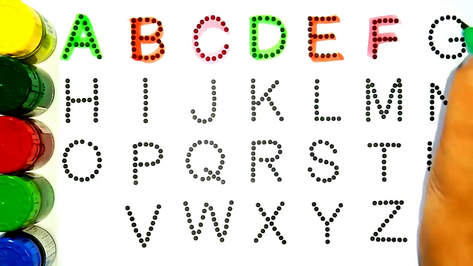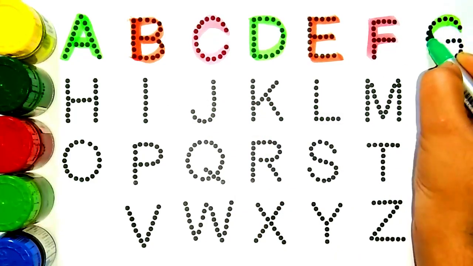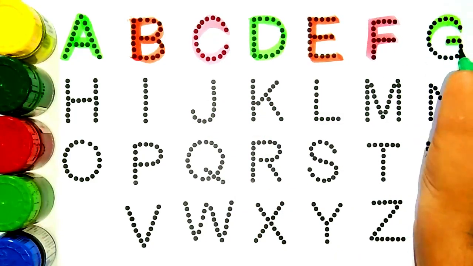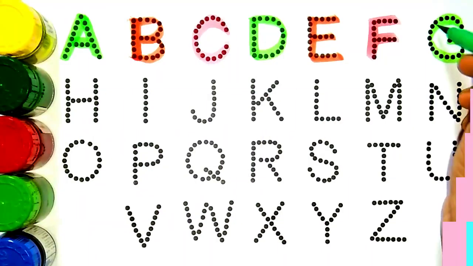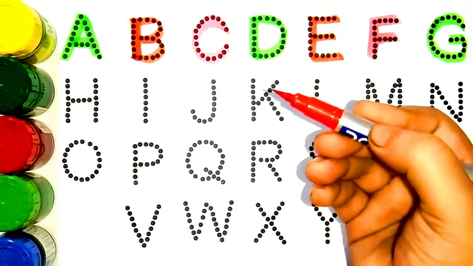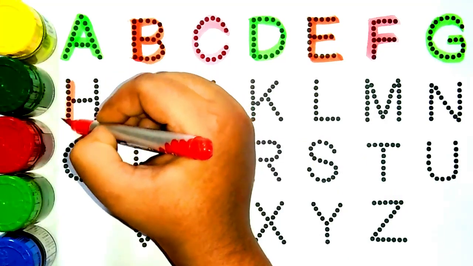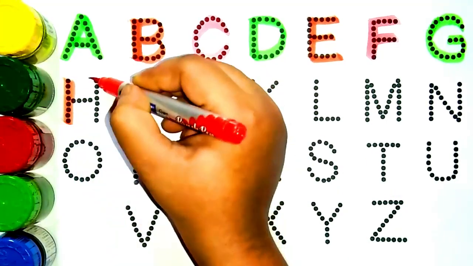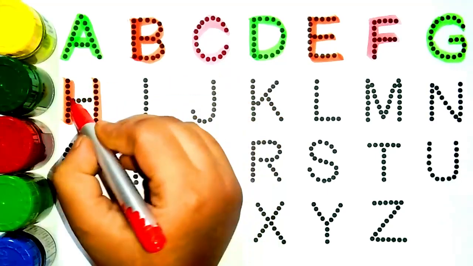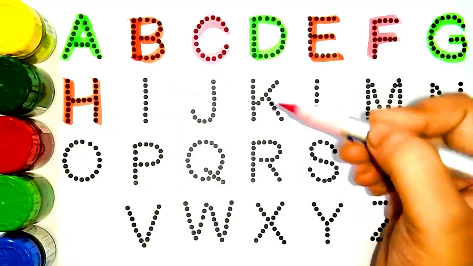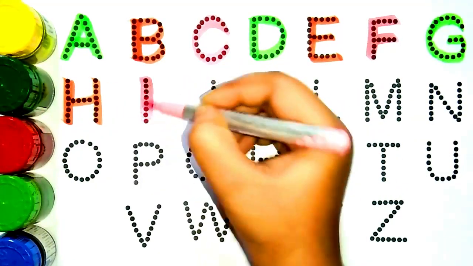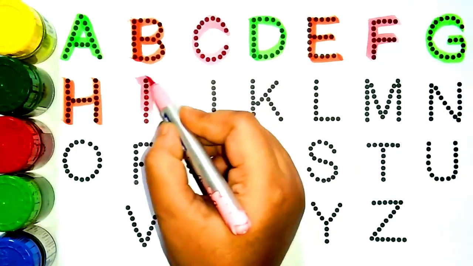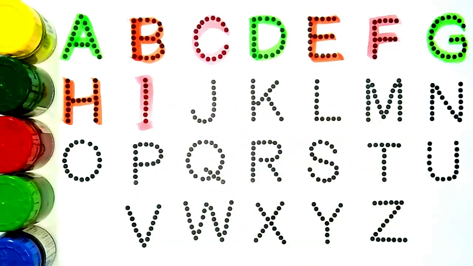Light green color. G for girl, G for girl. Orange color. H for hen, H for hen. Light pink color. I for ice cream, I for ice cream.